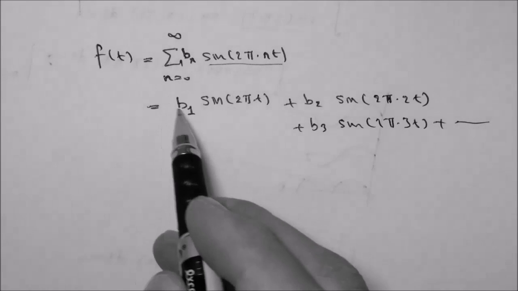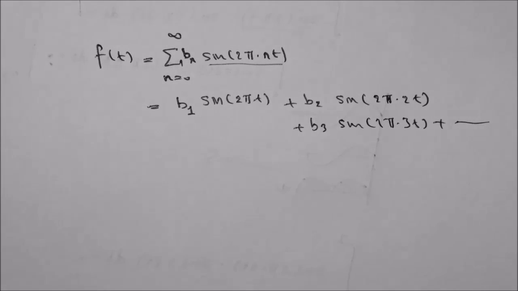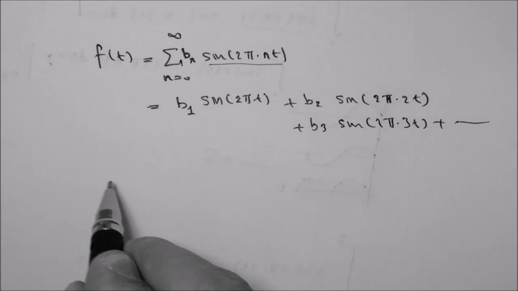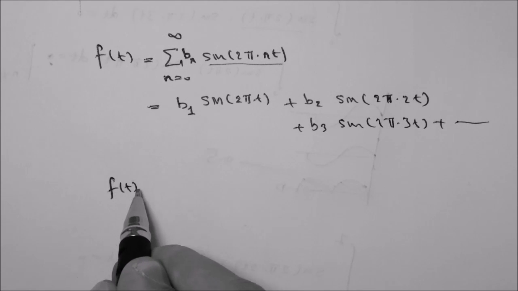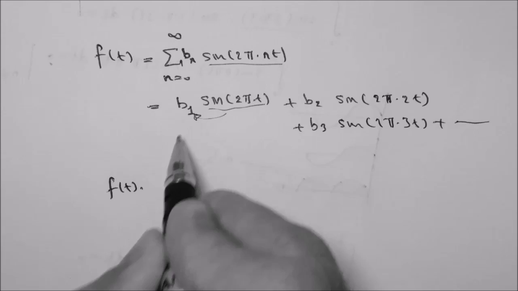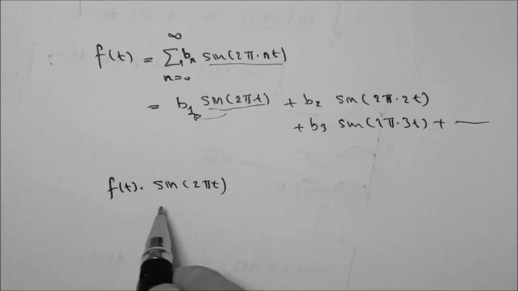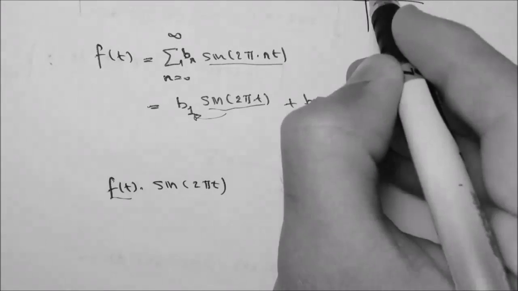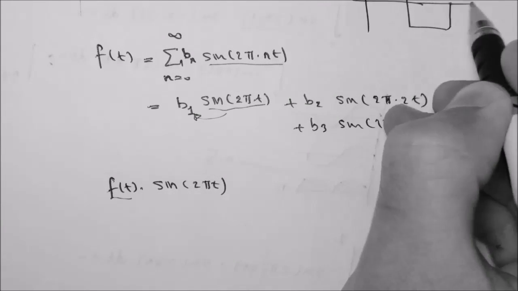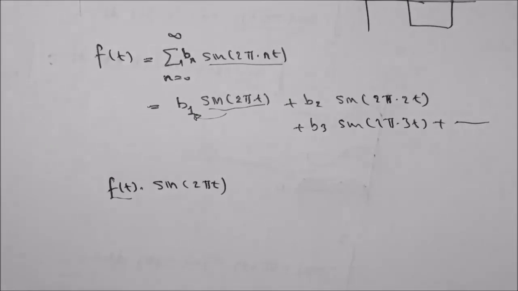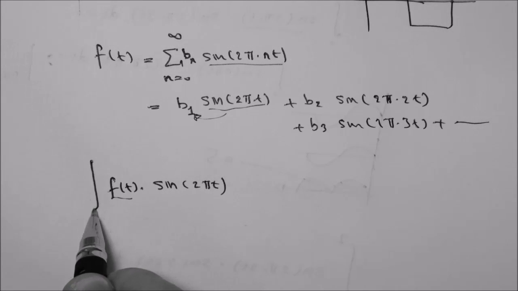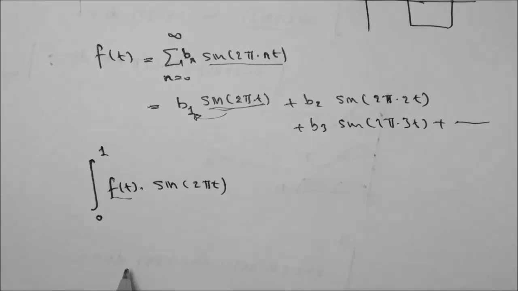Okay, now we need to find b1, b2, b3, b4, and so on. And let's just start with b1. How to find b1? To find b1, we multiply the signal f of t by the sinusoidal to find its magnitude. So f of t times sine 2 pi t. This is f of t, our original signal, the square wave. Okay, this is one cycle of the signal. And integrate the result over one period of the signal.